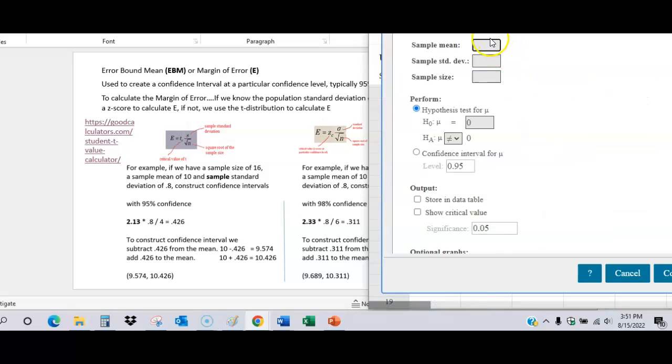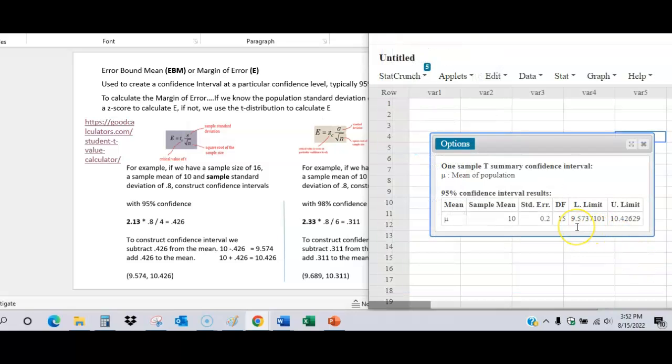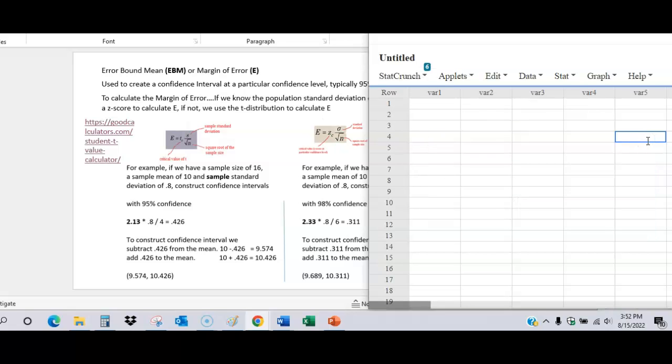So with summary, and the sample mean in this case is a 10, and I'm taking this right from the example. Standard deviation is 0.8. Sample size is 16. And I'm going to click the confidence interval button. 95% is correct. You can overtype this, whatever you need to do. And I'm going to compute. And I have a lower limit of 9.57 and an upper limit of 10.42, which is what we came up with. So a lot easier to do it this way. So that's using the T critical value.